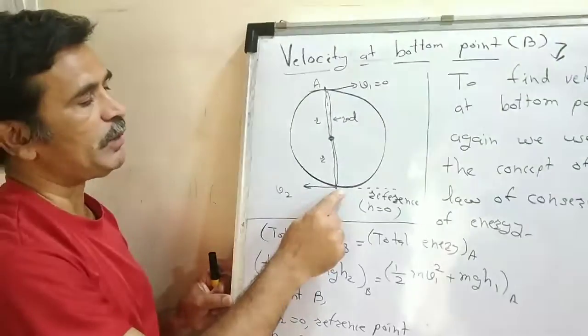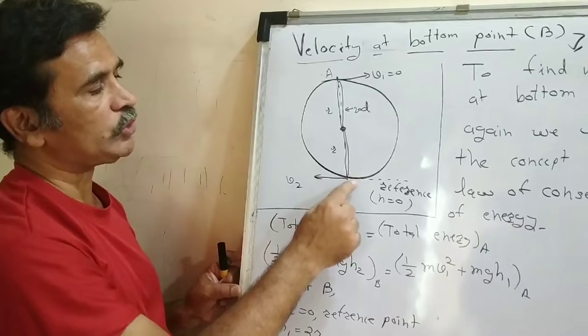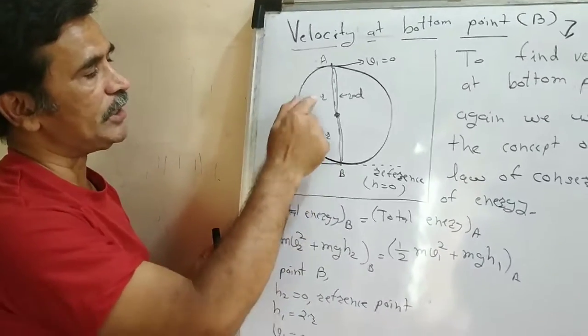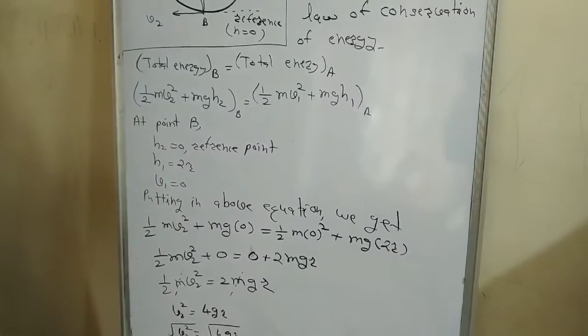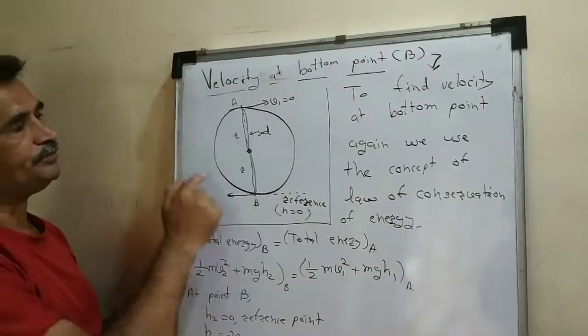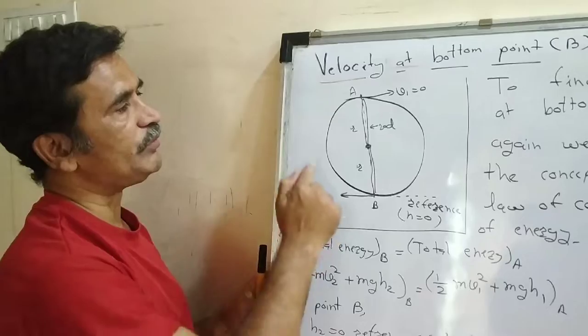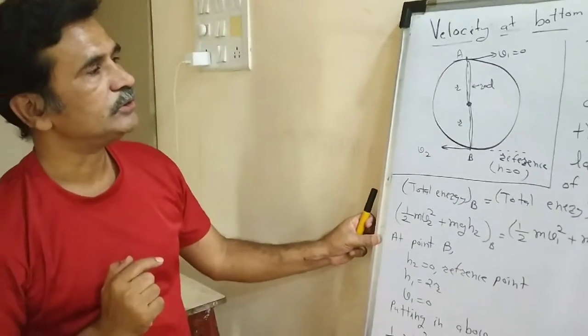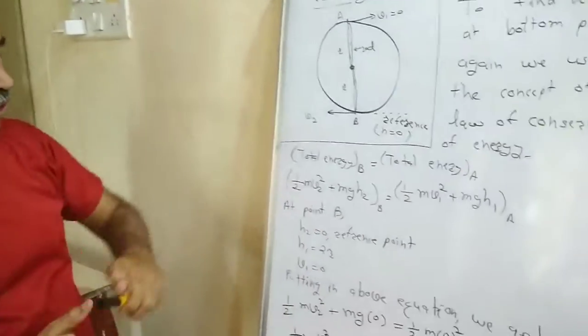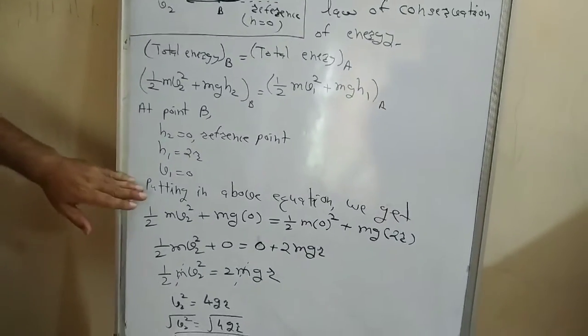The distance of point A with respect to the reference point, the lowest point, is radius plus radius. That means 2r. So we get h1 is equal to 2r. And just now we have seen that the minimum velocity with which this VCM is possible using the rod, its V1 is equal to 0. So we get V1 is equal to 0.